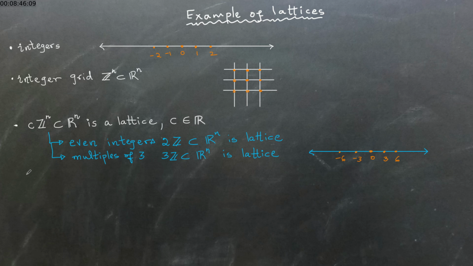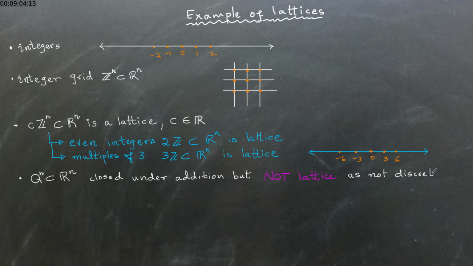On the other hand, the set of rational numbers, although closed under addition, does not form a lattice because the set of rational numbers is not discrete. Between any two rational numbers, we can always find another rational number, meaning the points are not spaced apart.